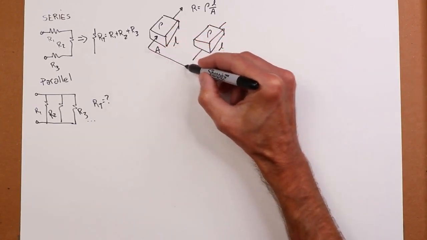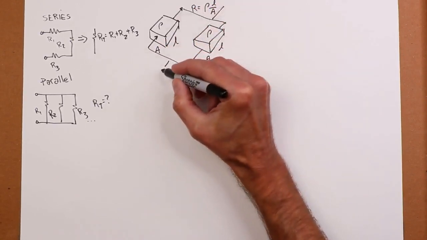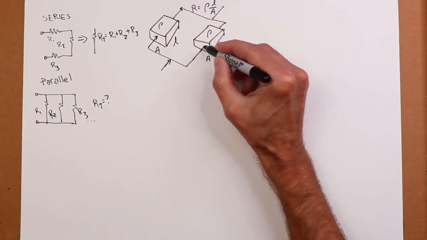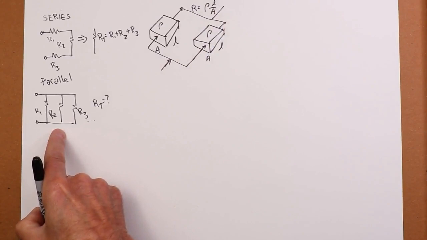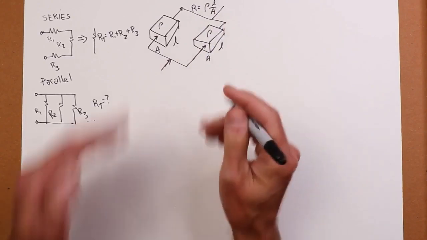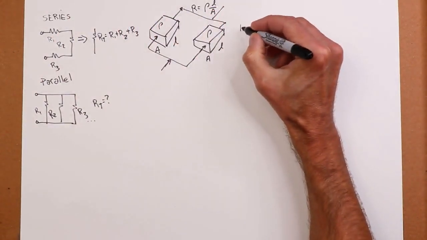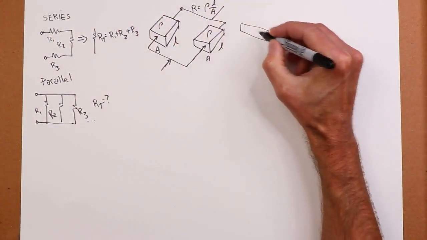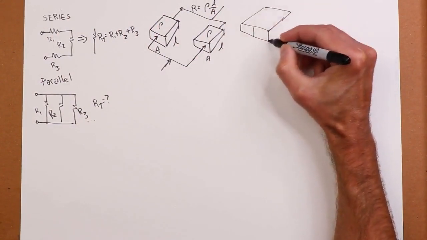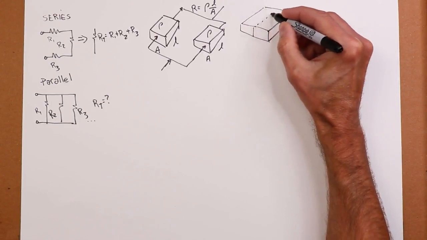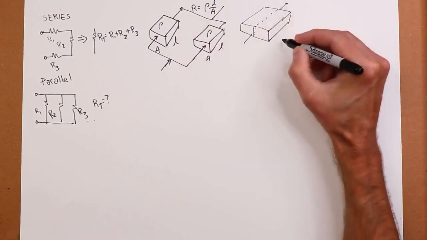Now, what if we connected them like this? All right, so the current goes in, it can split between these two, and then it recombines on the way out. That's essentially what a parallel connection is. Now, if you think about that for a sec, you could take these two pieces and mash them together, so that you would have essentially this situation. Right, and this dotted line here would represent the seam between the two.